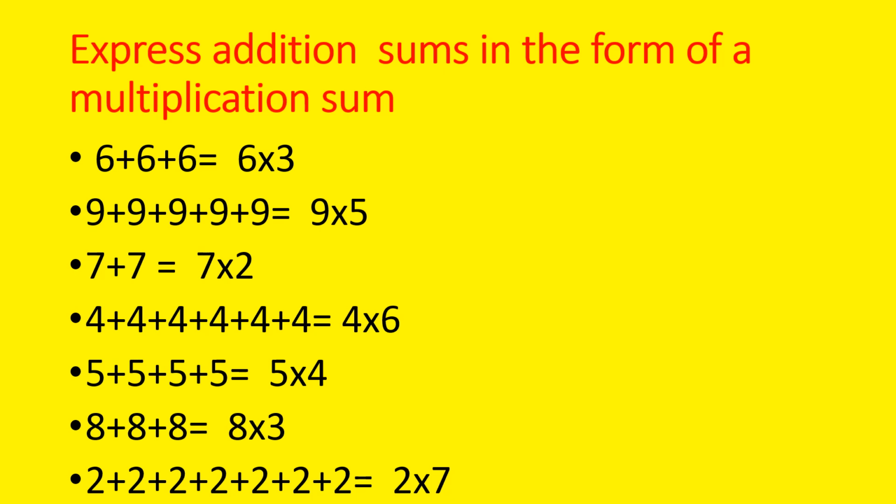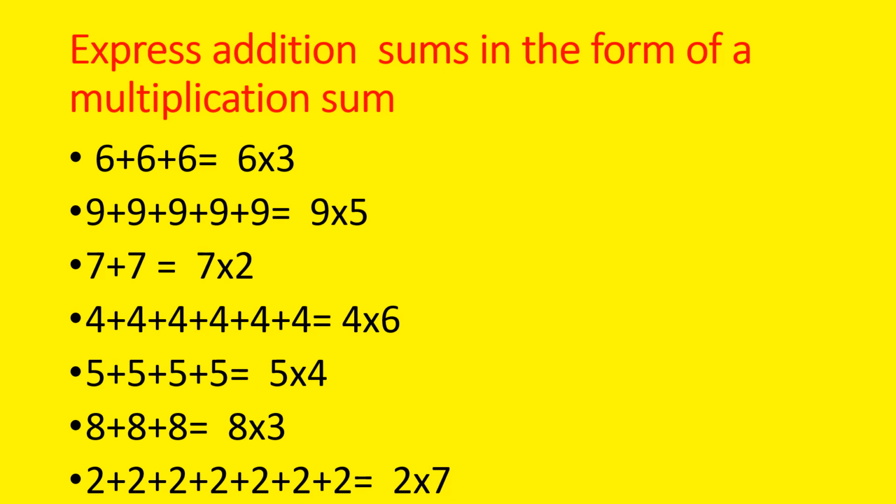Now see the 4s added. 4 plus 4 plus 4. 3 4s. Then 4, 5, 6. How many 4s are there? 4 is coming 6 times. 4 is added 6 times. So 4 6s are. See the 5s here. 5 and 5 and 5 and 5. How many 5s? 5 4s are.